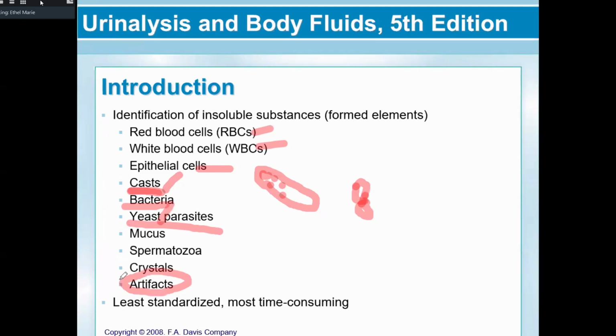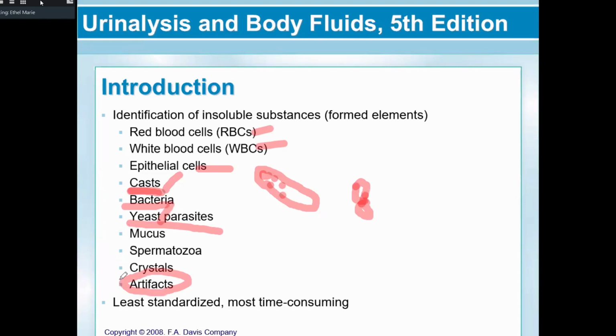Yung mga form elements kasi natin, they have low refractive indices. So kapag super bright yung ilaw mo, ang hirap nila makita. That's why we have to examine them, especially pag nasa LPO tayo, in reduced light. Unlike dun sa artifacts mo na kahit mababa yung ilaw mo, kitang-kita mo sila, very visible sila. Or even lalo, kapag malakas yung ilaw mo, kitang-kita mo sila.